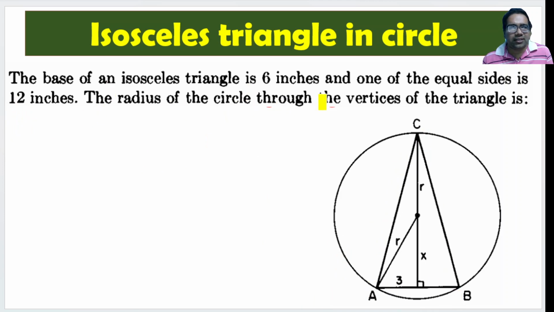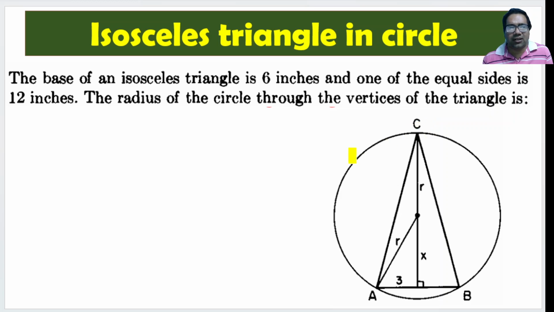What is the radius of the circle that goes through the vertices of the triangle? It is a circumcircle. Any 3 points, we should be able to draw a circle. Any triangle, whether it is acute, obtuse, right, whatever the shape, we will always be able to draw a circle around it.